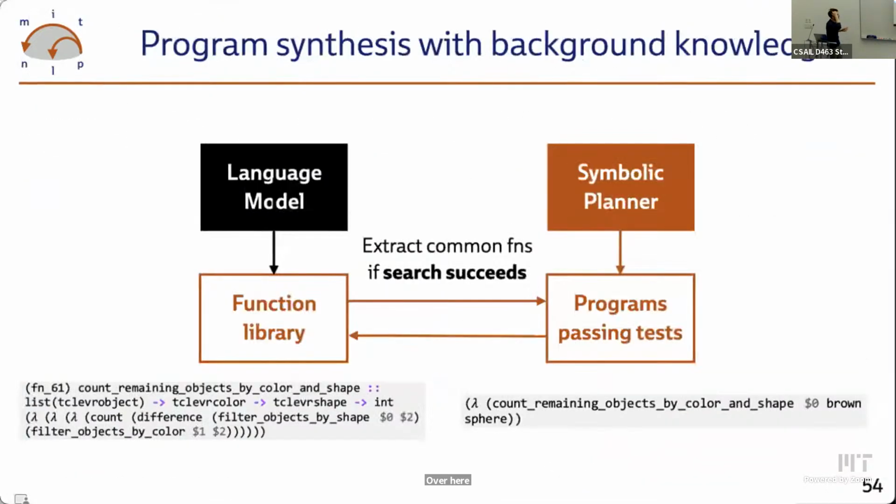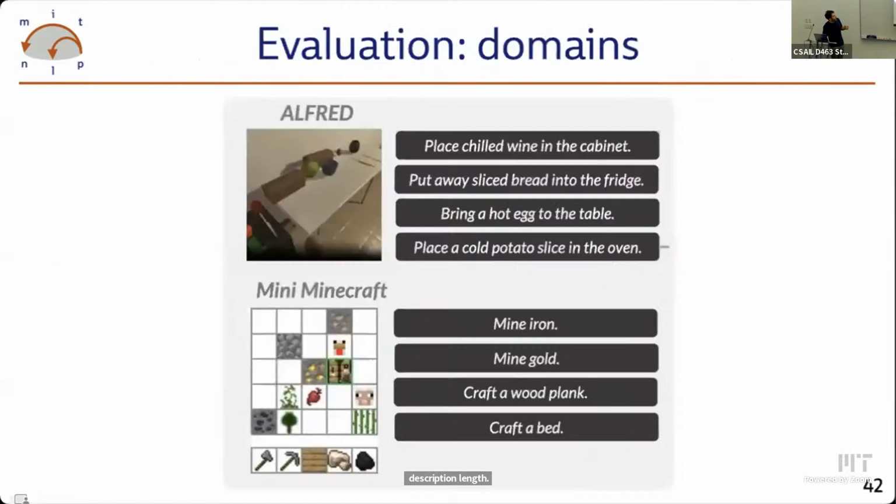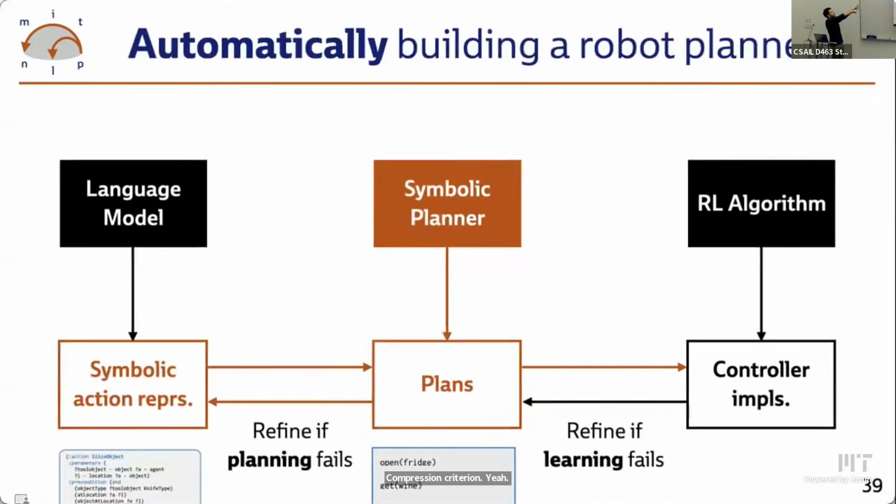Over here, this is the place to do it. When we are pulling out these libraries of reusable functions, there is an explicit parsimony constraint. We're using a method called Stitch that was developed by some folks from Armando's group here, including Batty and various others. It explicitly tries to find the smallest set of functions, basically minimizing some description length compression criterion. I think it's an interesting question what the right way of getting a parsimony constraint in here is.